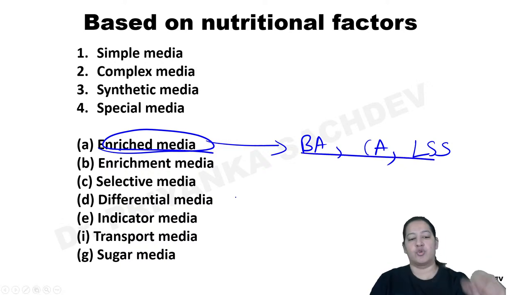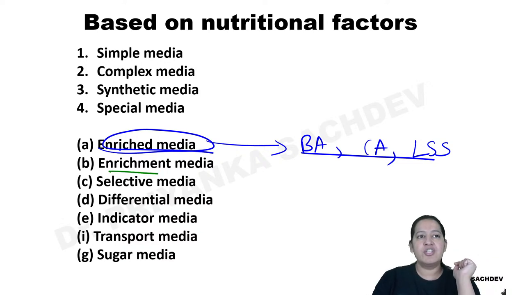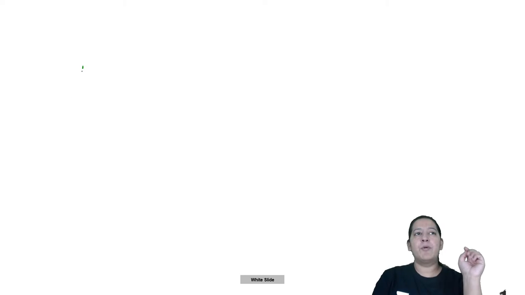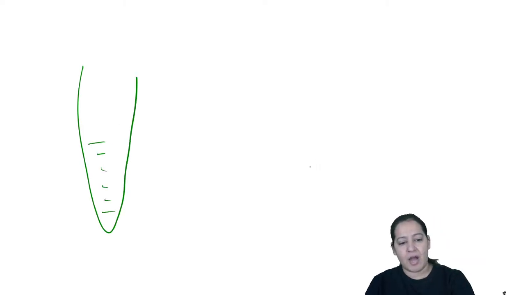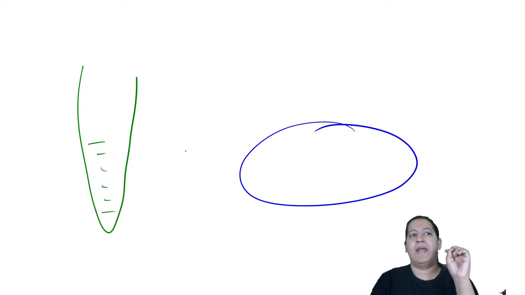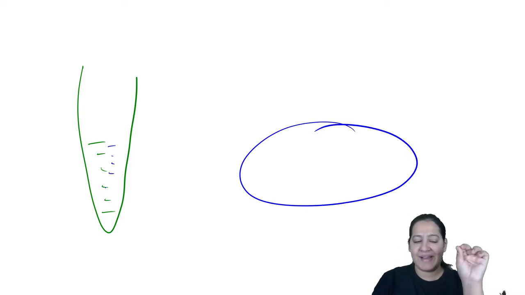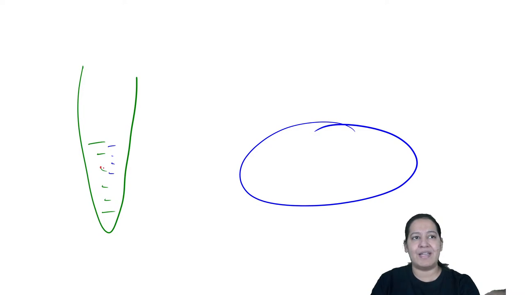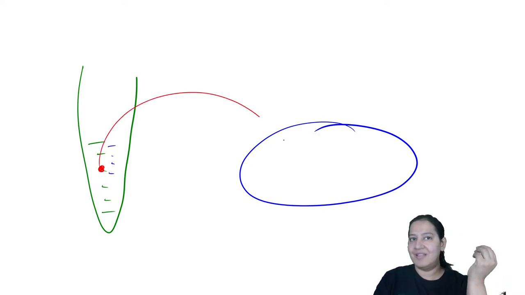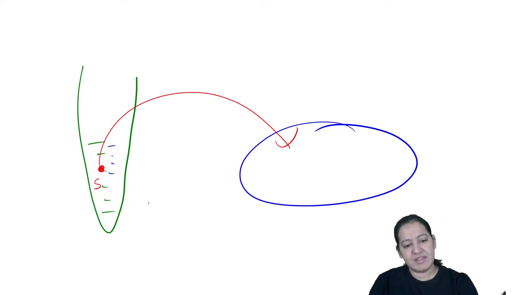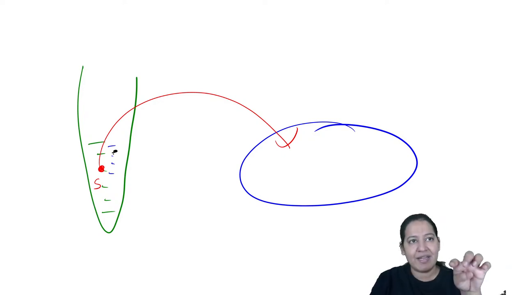Let me come to the next two. Enrichment and selective, both are similar. I will tell you what it is. Just suppose this is my specimen in a test tube, and this is my agar plate. In this specimen, there is a bacteria. Suppose there is a specific bacteria which I want to grow on this agar plate, like staphylococcus, streptococcus, any bacteria. But along with it, there are other bacteria also.